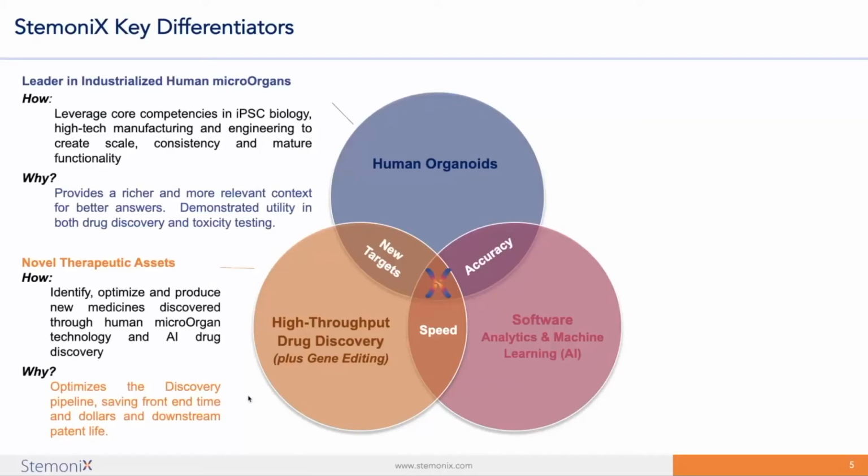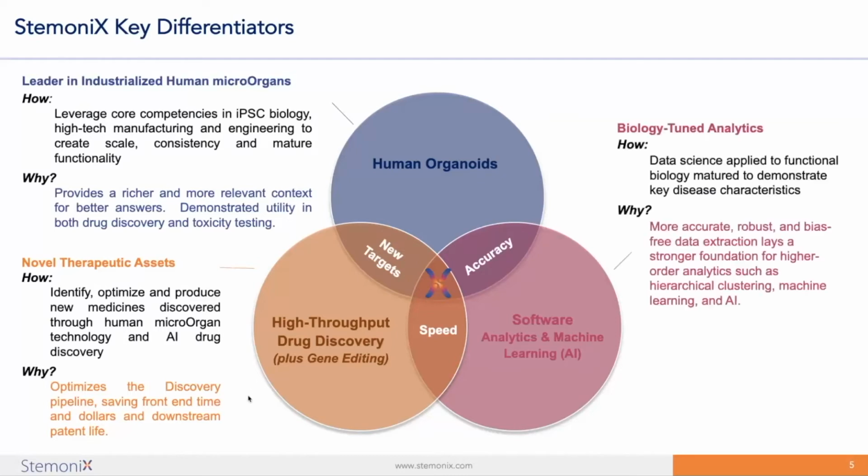We also then make sure all these organoids are keyed into and used in high throughput drug discovery. This really allows the teams and people to identify novel assets, optimizes the process, and really saves a lot of the cycle time. So saving dollars, FTE, and ultimately giving one more downstream patent life. And last but not least is a series of advanced analytics that moves into machine learning and artificial intelligence. But today, we're going to really focus on the organoids and the high throughput drug discovery aspect.